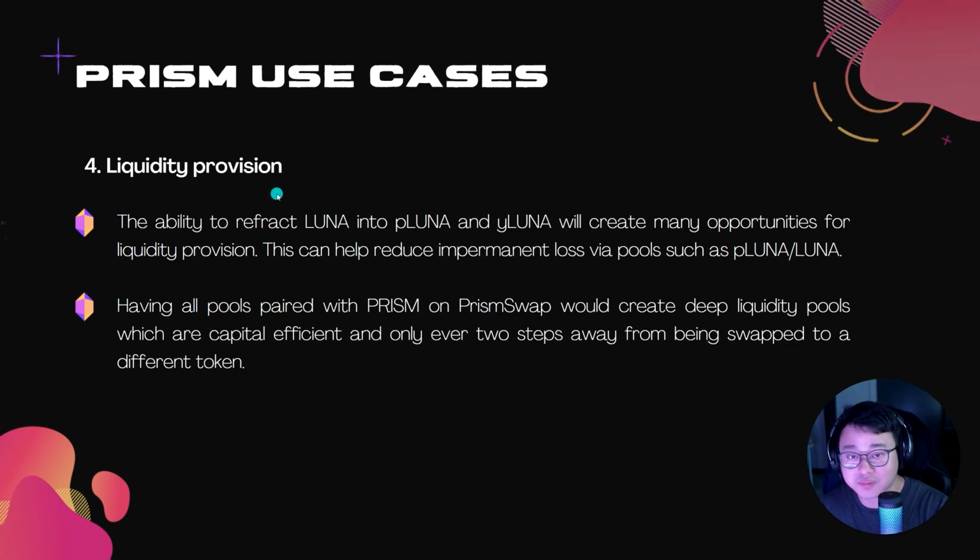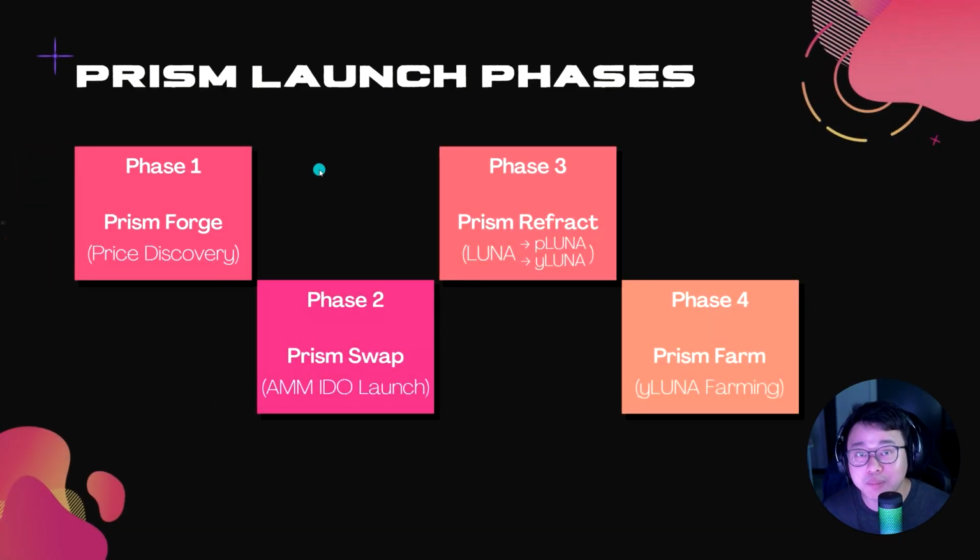So just to recap the launch phases, right now we are in phase 1, the Prism Forge or the price discovery phase, which will be another 36 hours depending on when you see this video. And then after that will be the Prism Swap, where you swap your UST into the Prism. And then after that you can refract your LUNA in phase 3. And then in phase 4 you can farm Prism by depositing yLUNA.